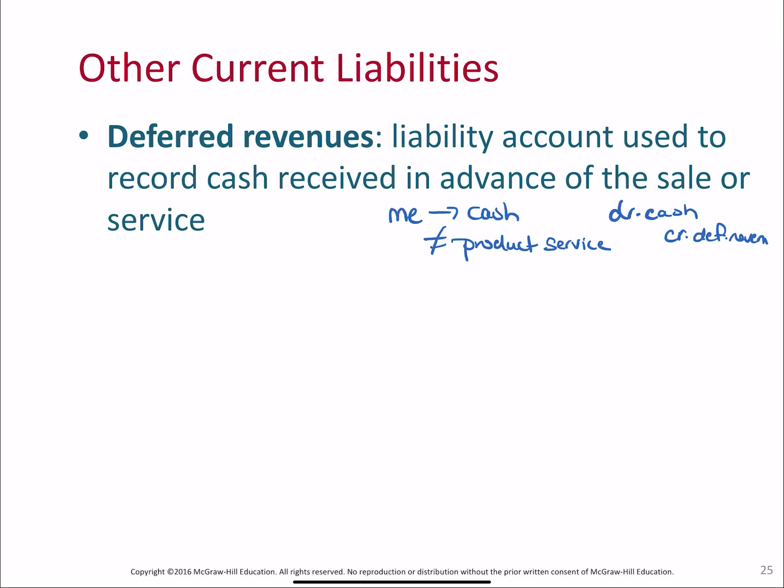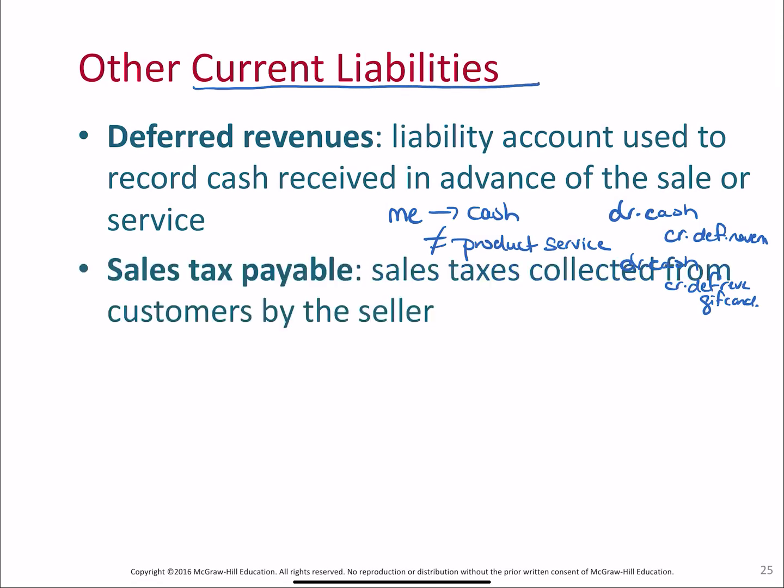Right? Or maybe somebody came in and bought a gift card, right? And we would debit cash in that case. And again, we'd credit deferred revenue, right? Or gift card. Because we haven't done anything to earn that money yet. What kind of account is deferred revenue? Liability, right? We been talking about that all semester.